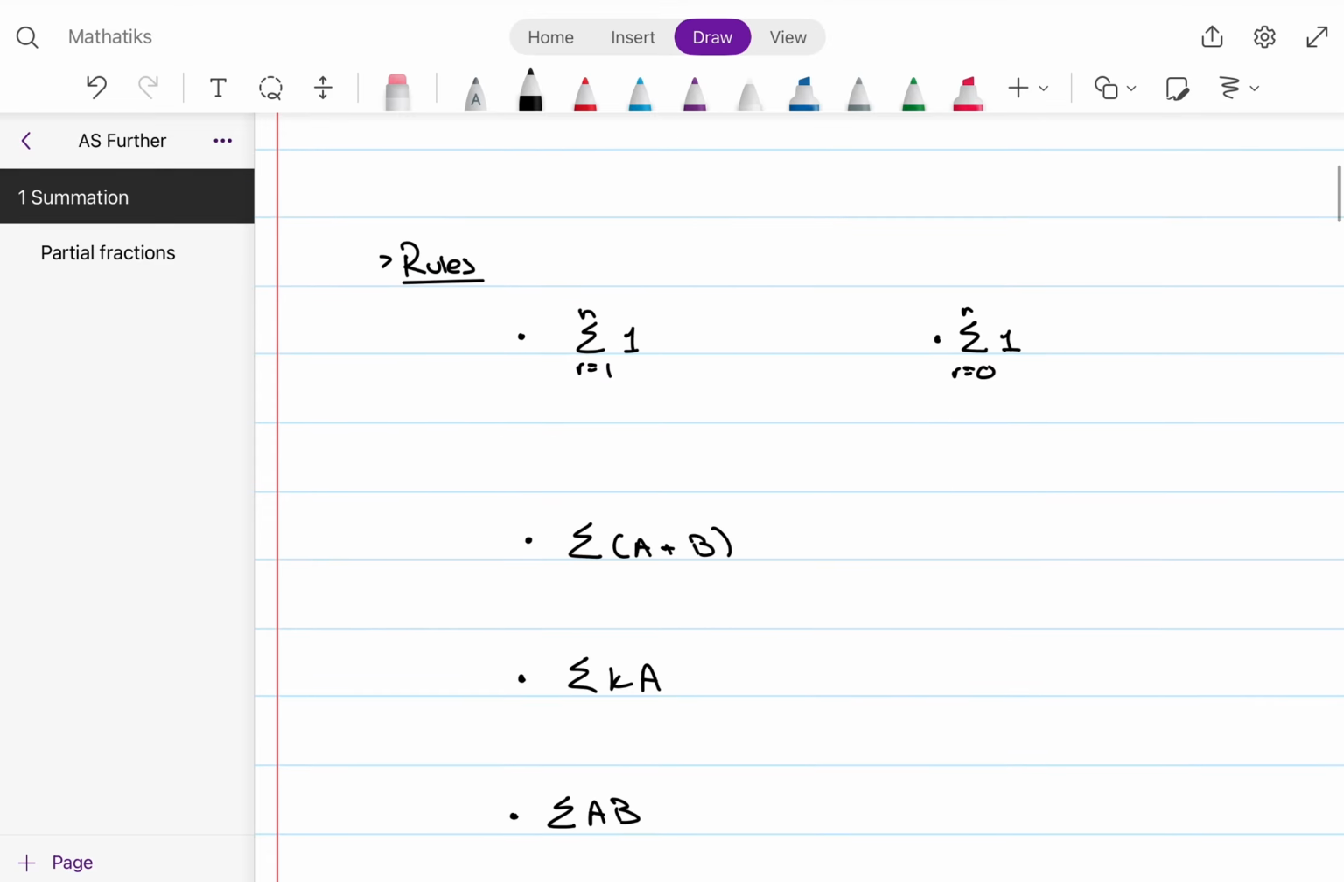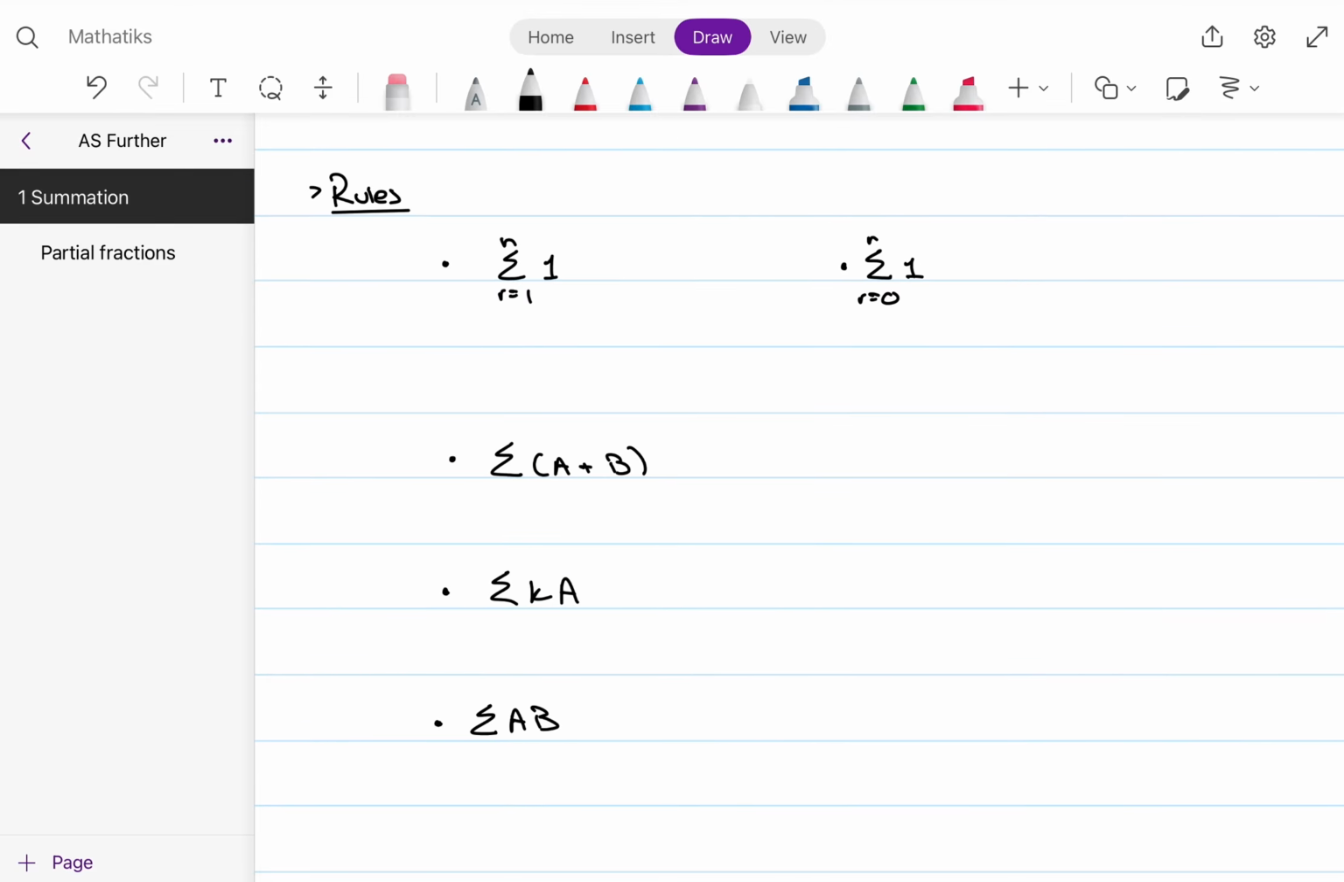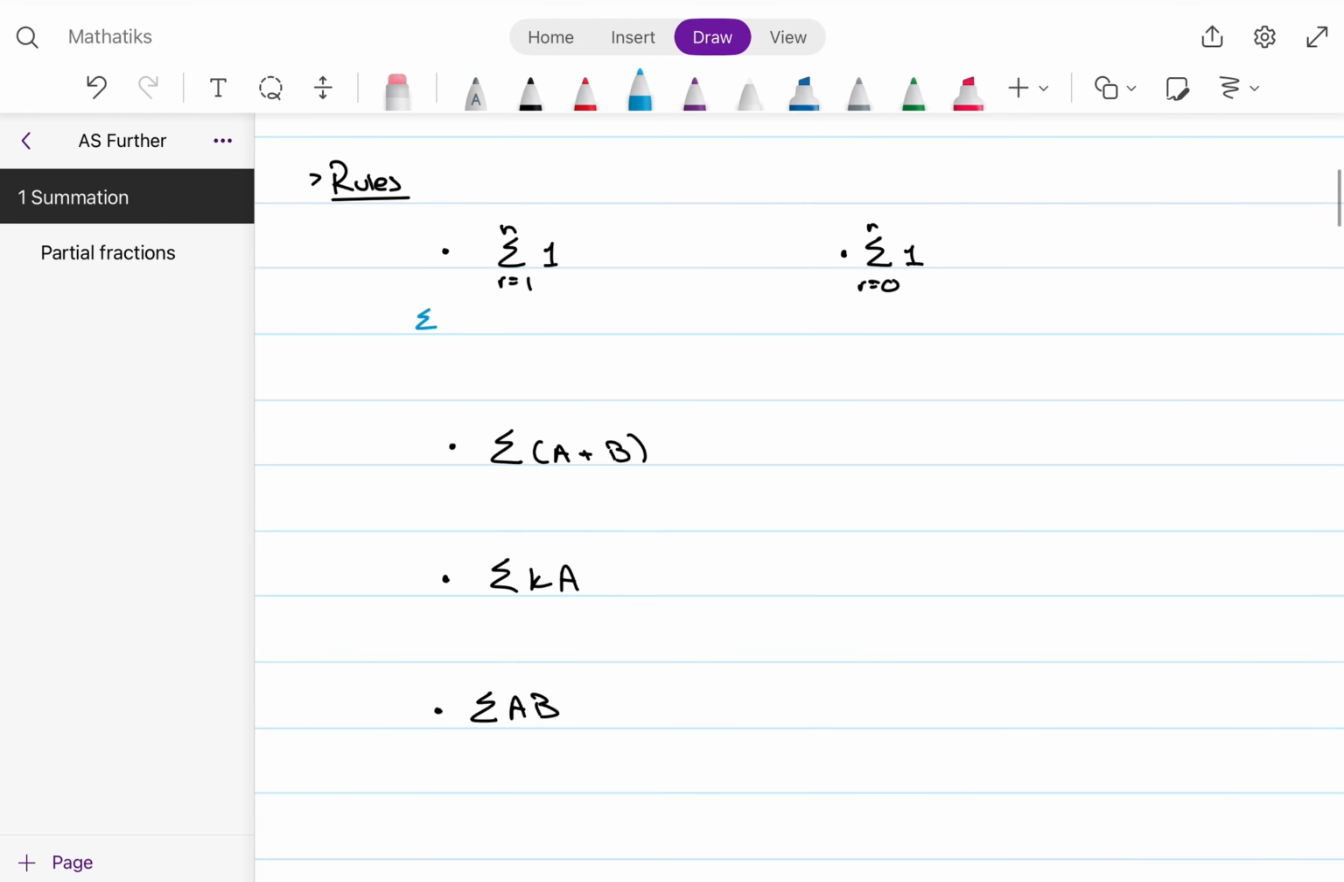Now I'm going to go over some basic rules and things to remember when you're solving. For our first case, you are adding 1 n number of times. So for example, if n equals 3, you are adding 1 plus 1 plus 1 3 times, which is just equal to 3. So this is n. The same logic applies here, except you're starting from 0. So you're adding 1 plus 1 plus 1 4 times. So this is n plus 1.